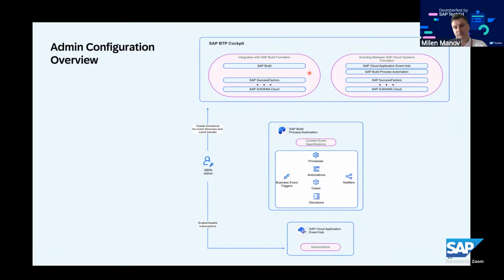And then in the second formation, the eventing between SAP Cloud systems formation, you have to include SBPA, right? It would be the receiving side. You need to include Event Hub, SAP Cloud Application Event Hub. And then again, you add the different systems from which you want to acquire events. Actually, this is the whole work from the admin perspective. It's done per BTP global account, and so basically you leverage this configuration from every subaccount that you have.